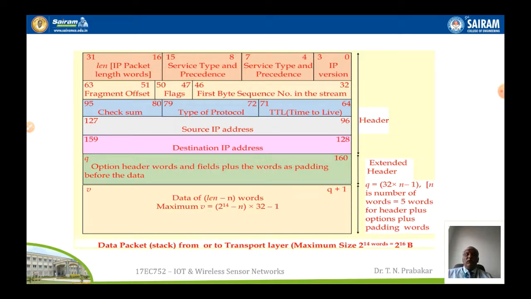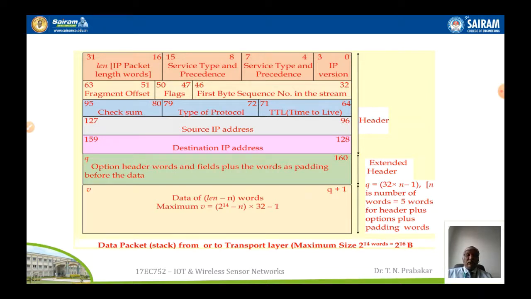From 16 to 31, it denotes the length of the IP packet, right? What is the size of the data available there? And 32 to 46 gives the first byte sequence number. Say for example, I want to transmit some 1000 bytes. Now my each packet can have only 100 bytes. So in that case, what happens? I have to split my 1000 bytes into 100 byte packets, right? And we have to give the sequence, because first 1 to 100, then 101 to 200, then 201 to 300, something like that. We need to give a sequence number. So this 32 to 46 gives the sequence number of that.